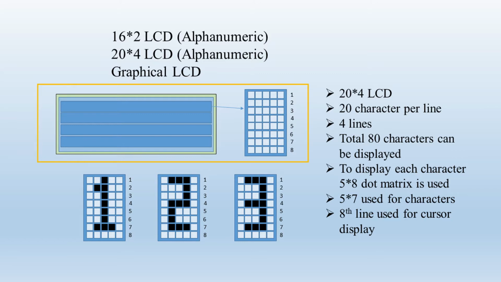To display each character, a 5:8 dot matrix is used. A 5:7 dot matrix is used for character display and the 8th line is used for cursor display. So as you can see, using the combination of dots, we have displayed 1, 2, 3.